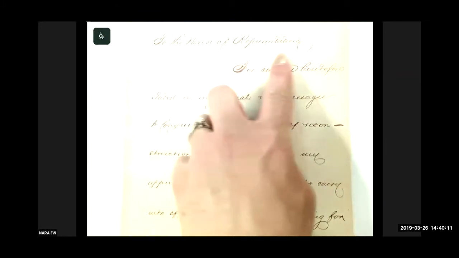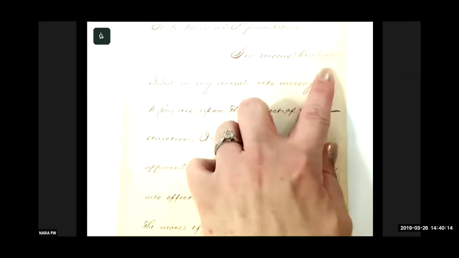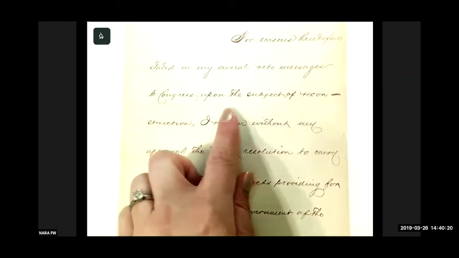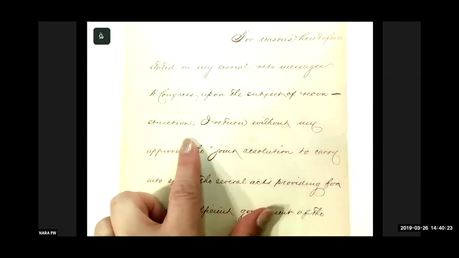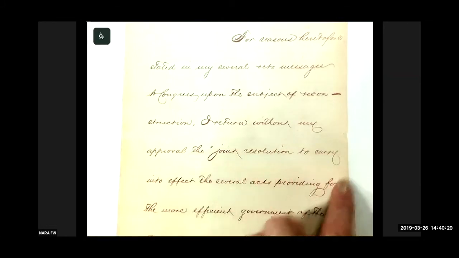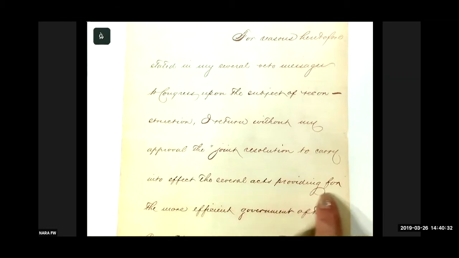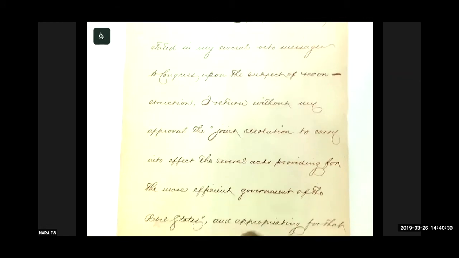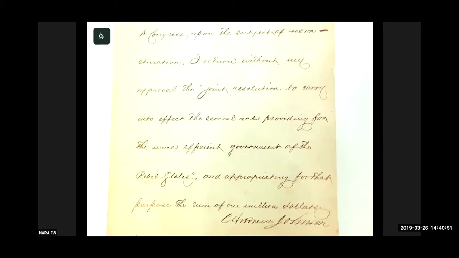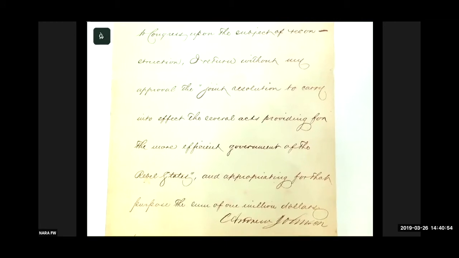It says, to the House of Representatives, for reasons heretofore stated in my several veto messages to Congress upon the subject of Reconstruction, I return without my approval the joint resolution to carry into effect the several acts providing for the more efficient government of the rebel states and appropriating for such purpose the sum of $1 million. And this was signed by President Andrew Johnson, and this was in July of 1867.